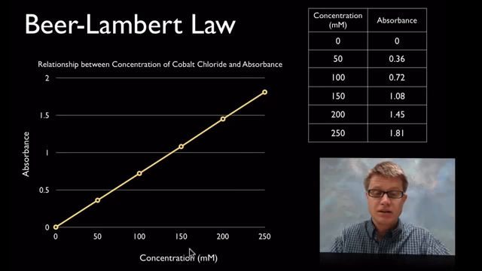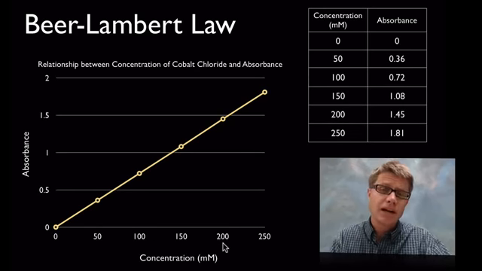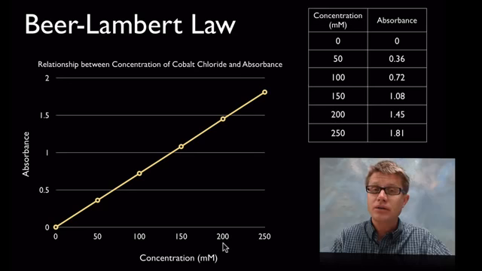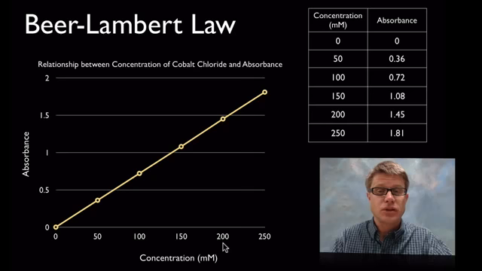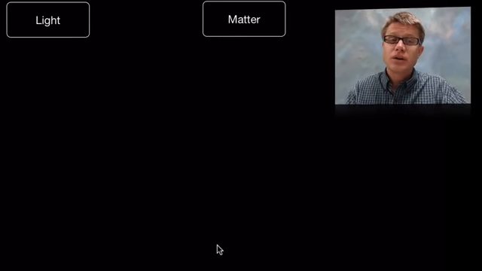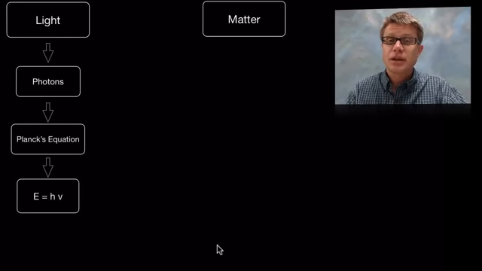What we're finding is as we increase the concentration of the solution, more of that light is being absorbed. And so what you could now do is take a sample, measure the absorbance of it, and then figure out specifically what the concentration of that solution is. So what did we learn? That light, using Planck's equation, travels in these little photons, and we could quantify that.